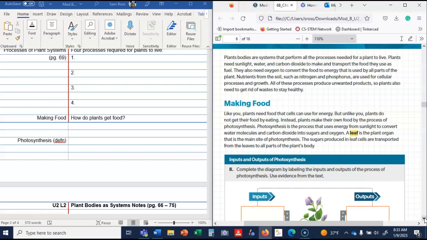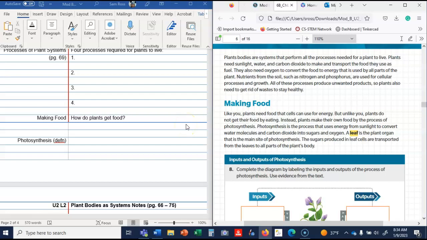So we need to make and transport food. We need oxygen to convert the food to energy. We need nutrients for cellular processes and growth. And then we need to get rid of unwanted waste products. So the 4 processes they need to live: they need to make and transport food, they need oxygen to convert the food to energy, they need nutrients for cellular processes and growth, and they need to get rid of the unwanted waste products.